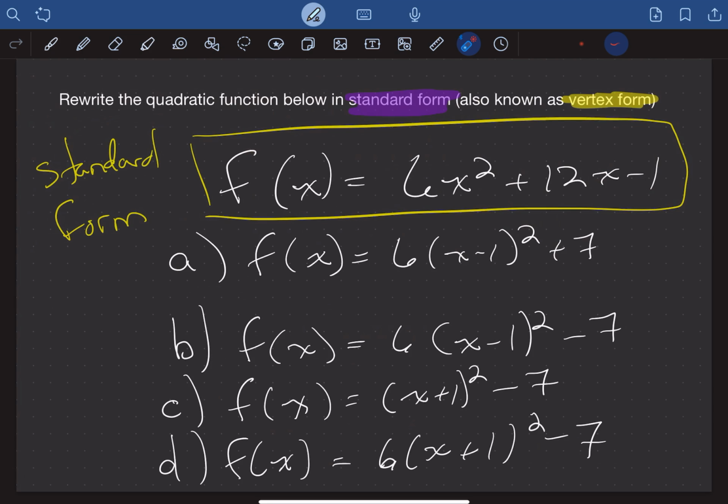So let's go back to our original problem and take a look. You can now see that this is very much indicative of the standard form. f(x) = ax² + bx + c, right? a is equal to 6, and then plus c, so c is equal to -1. Okay. So this is the standard form.